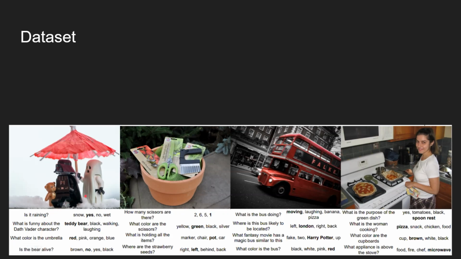VQA2 is not inherently a multiple choice data set. So in order to generate multiple choice answers, we always include the correct answer that's given by the data set. And to get the 3 remaining answer choices, we organize questions by type, such as what color questions, or how many, or yes or no type questions. We sample from that same question type and grab answer choices to build up this list of incorrect answers.